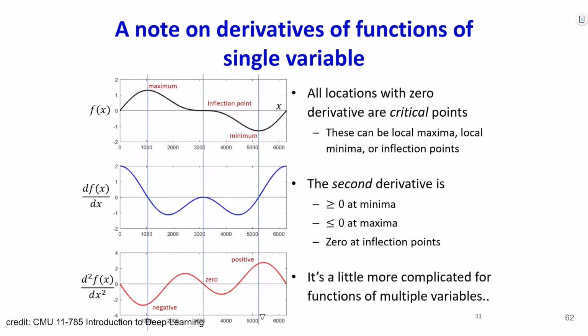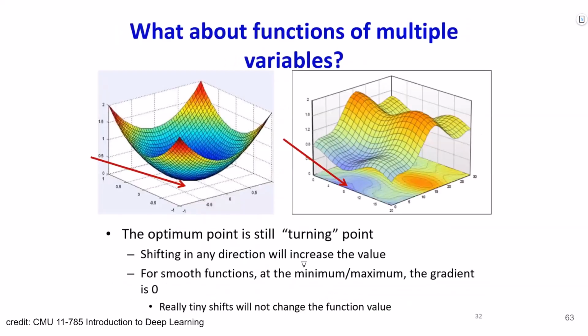And it is a little more complicated for functions of multiple variables. What about functions of multiple variables? The optimum point is still a turning point, meaning that shifting in any direction will increase the value. For smooth functions, meaning you can differentiate the function at any point, at a maximum or minimum, the gradient is 0, meaning that really tiny shifts will not change the function value.